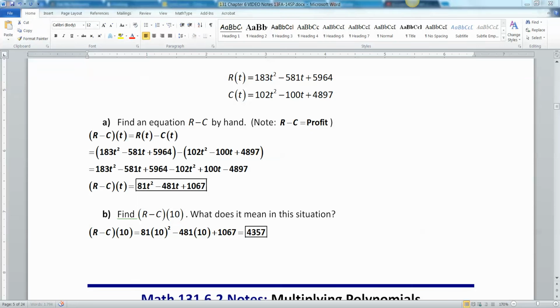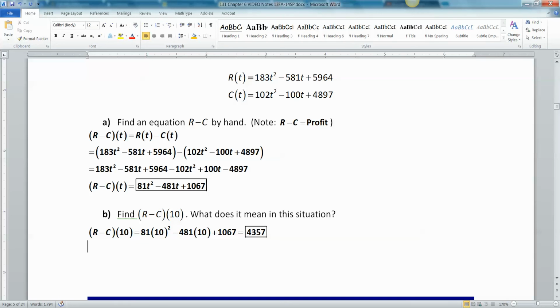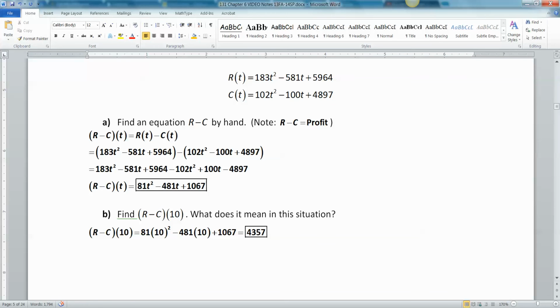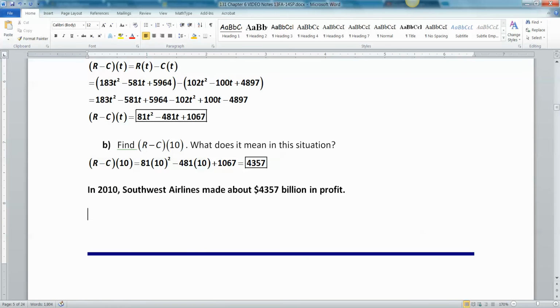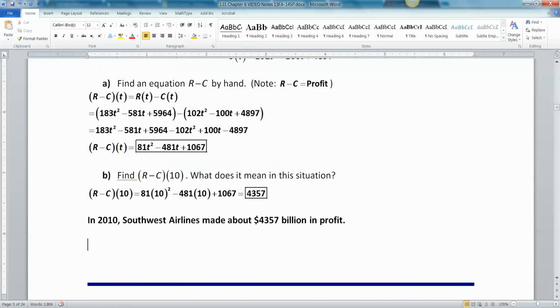All right. So now we have that found. Then the question is, what does it mean? There we go. I had to type that up quickly. So in 2010, Southwest Airlines made about $4,357 billion, so $4,357 billion in profit, which would be $4.357 trillion in profit. All right, we're all done with that section.